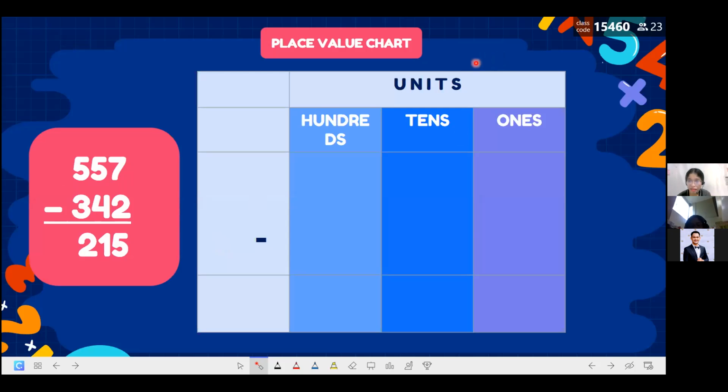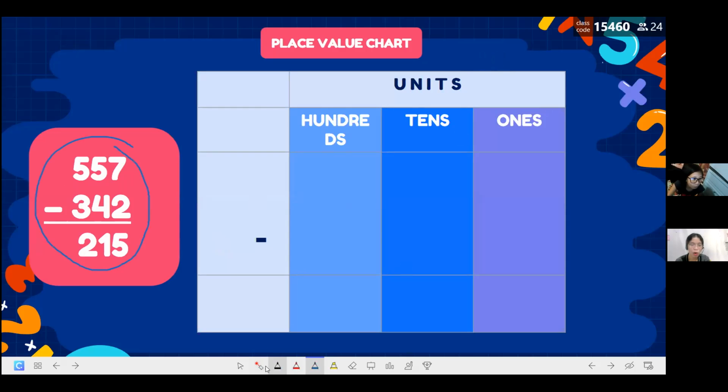So class, I have a question. What numbers should we put in the ones place? Can I have Mariah? Okay, from the given numbers here, what number should we put in the ones place? 7 and 2. Very good. That's right, 7 and 2.